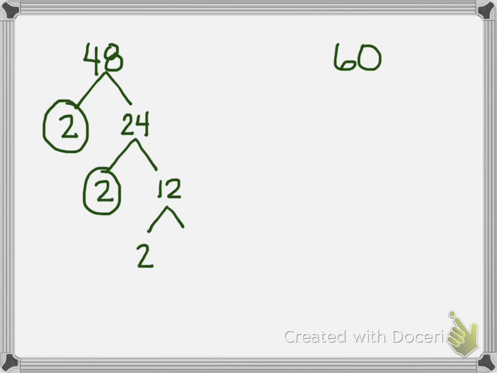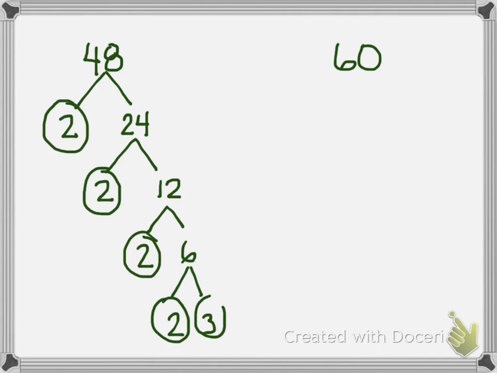12 is 2 times 6. 2 is prime. 6 is not. 6 is 2 times 3. And 2 is prime, so is 3. I can't divide that by anything else. So now I have all of the prime factors of 48. If we multiply these back together, 2 times 2 is 4, times 2 is 8, times 2 is 16, times 3 is 48. So we get back to our original number.